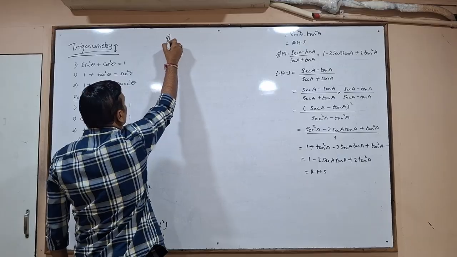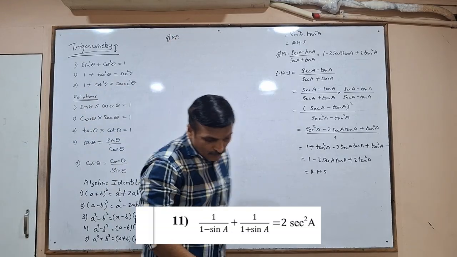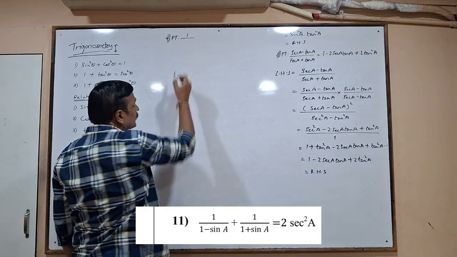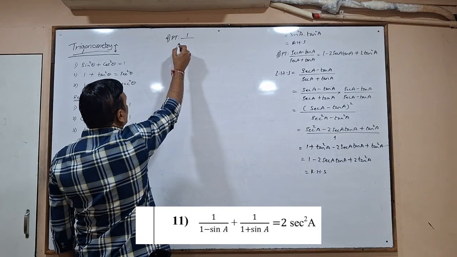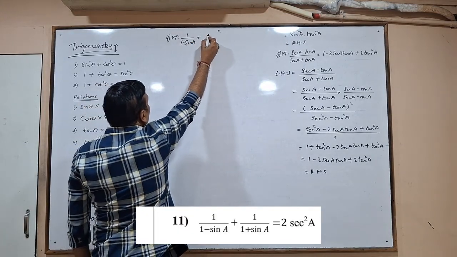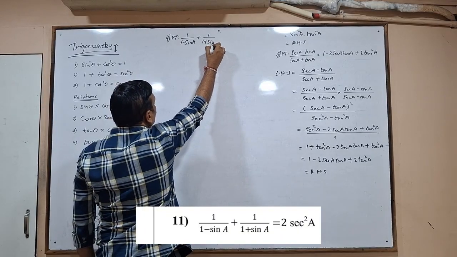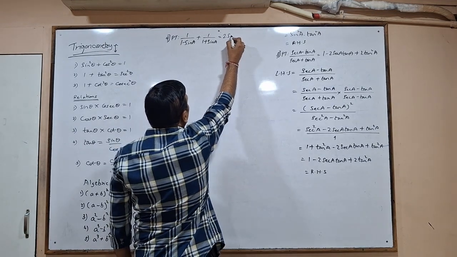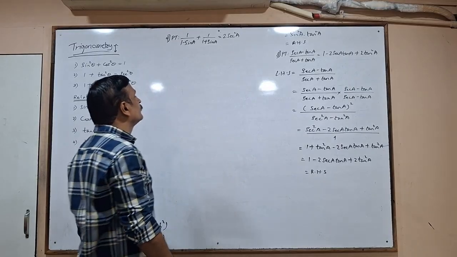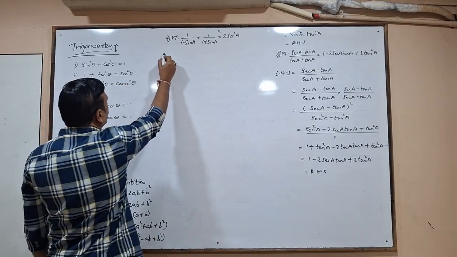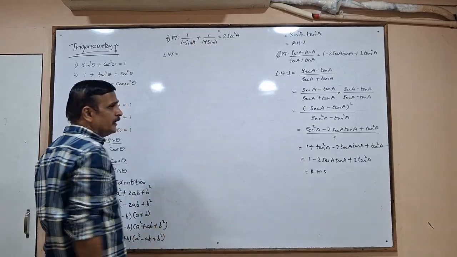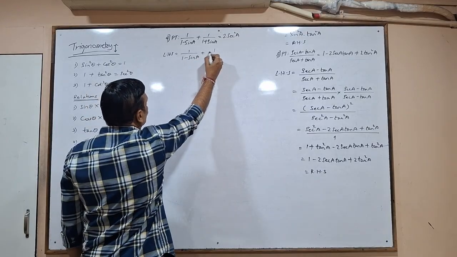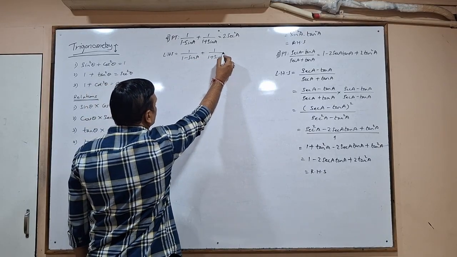Prove that 1 upon 1 minus sin A plus 1 upon 1 plus sin A is equal to 2 sec square A. Again, I prefer LHS because there is no denominator. So 1 upon 1 minus sin A, 1 upon 1 plus sin A.